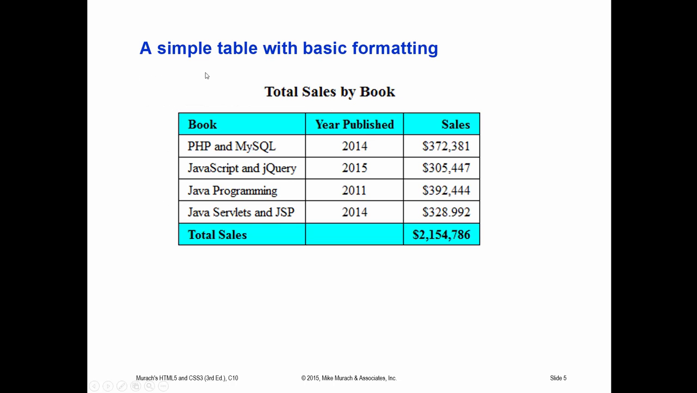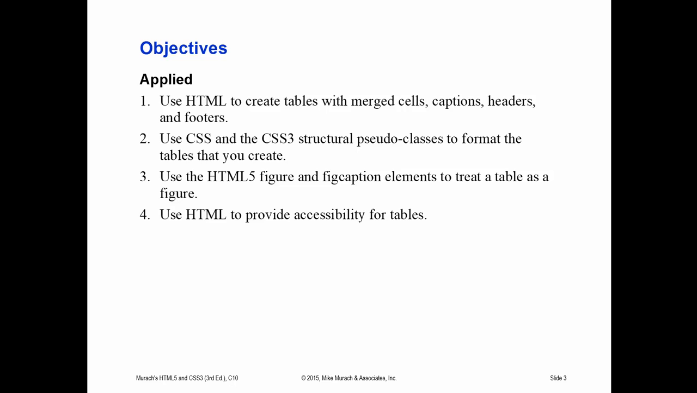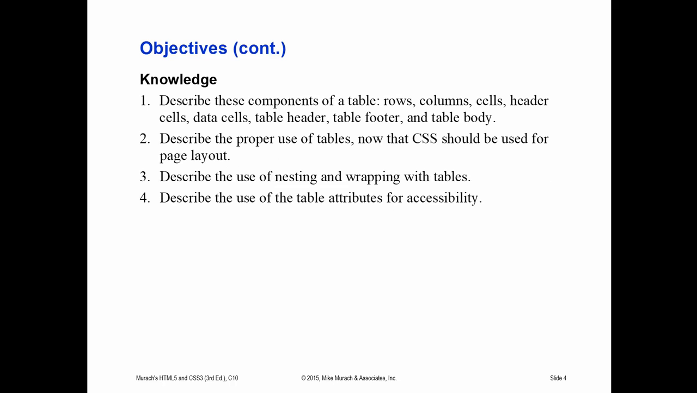We have 4 applied objectives and 4 knowledge objectives. Our applied objectives: use HTML to create tables with merged cells, captions, headers, and footers. Use CSS and CSS3 structural pseudo-classes to format tables. Use the HTML figure and figcaption elements to treat a table as though it was a figure. Use HTML to provide table accessibility.